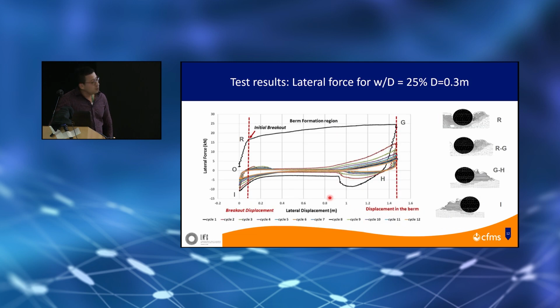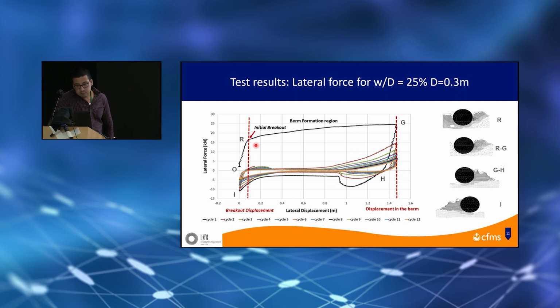Here we have an example of a typical lateral force displacement response for a pipeline with a burial depth of 25%. Regarding the lateral force, initially from O to R, the breakout resistance is achieved, and it is mobilized within a length of 0.1 times the diameter.